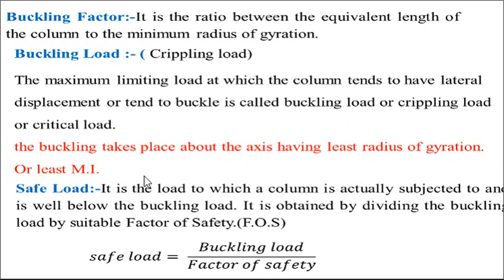So this statement is important. Buckling takes place about the axis having very least radius of gyration. It means if the radius of gyration is least, automatically your moment of inertia is of least value. So this is the criterion, or one of the parameters, for buckling.